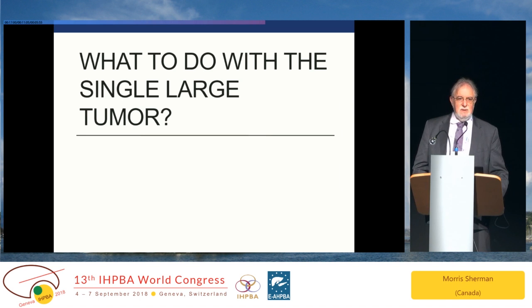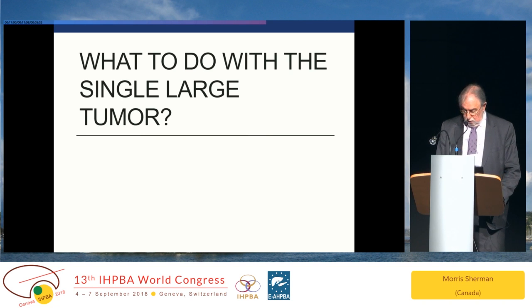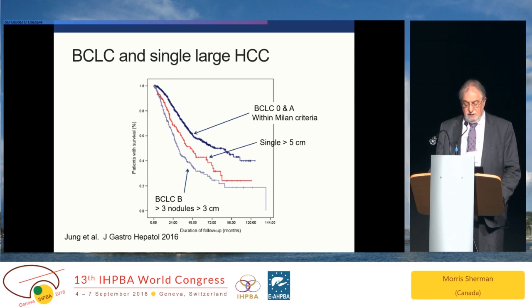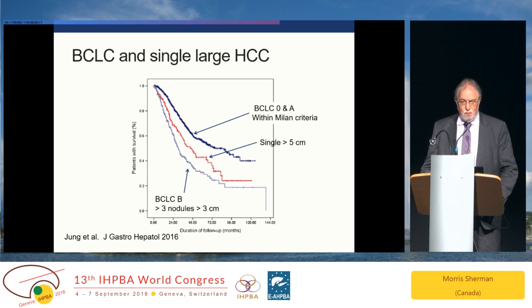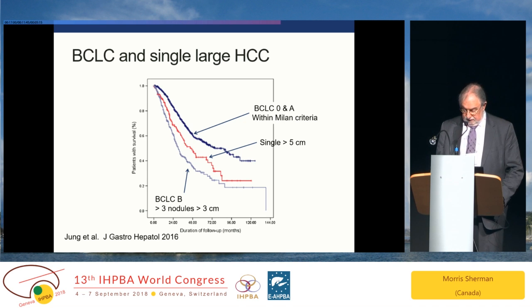The BCLC also had a lot of controversy over what to do with a single large tumor. Here's a study which looked at that. The upper blue line is BCLC 0 and A, in other words, tumors that are within the Milan criteria. BCLC-B, the light blue line at the bottom, is tumors which are beyond the Milan criteria. And the red line is the single tumor larger than 5 centimeters. And you can see that although there's clear separation between the three, the outcome for the larger than 5 centimeter tumor is closer to that of BCLC-B than of BCLC-A. And the suggestion from this paper was that these tumors should be classified as BCLC-B.